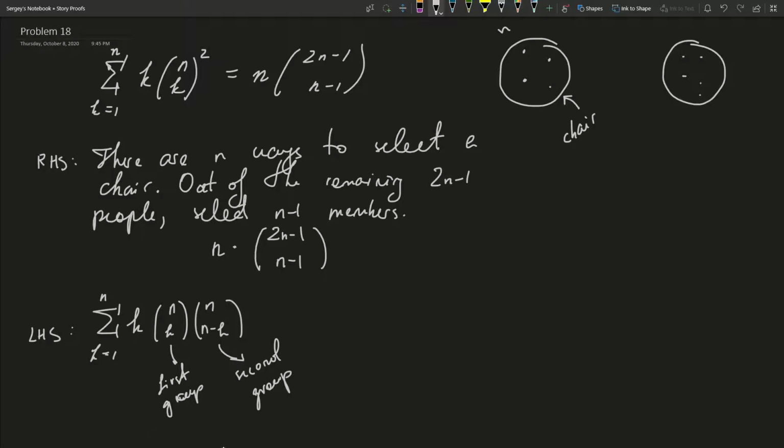And we know that we need to have at least one person from the first group because only the first group can give a committee chair. That's why k starts from 1 and not 0. And now once we've selected k people from the first group, how many choices are there for a chair? Well, we selected k people from the first group. Each one of those k can be a chair. So we have k ways to pick a chair.